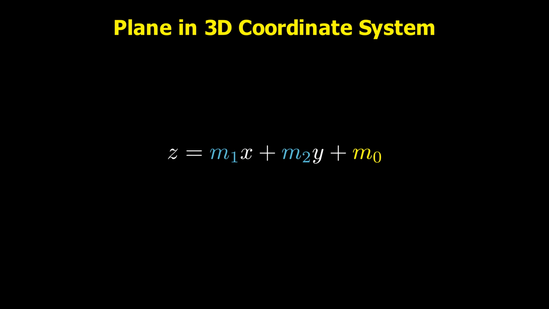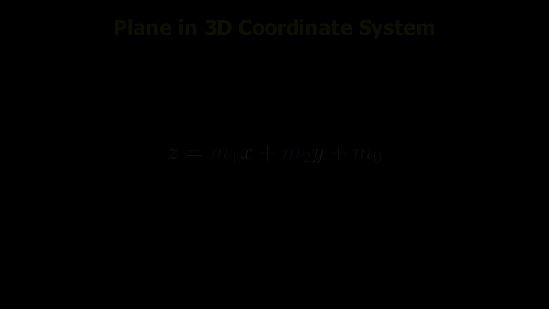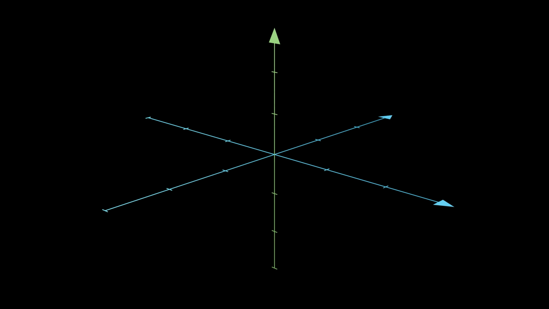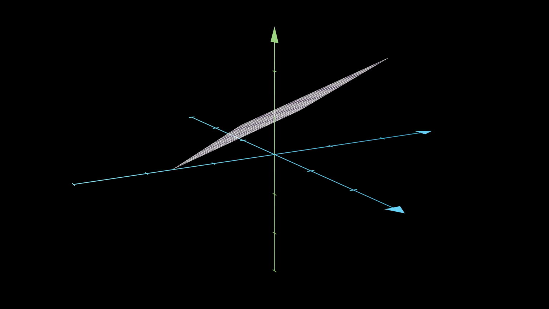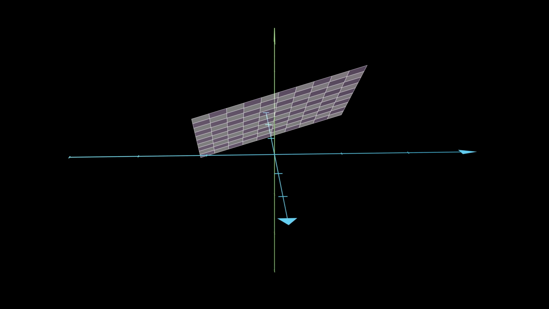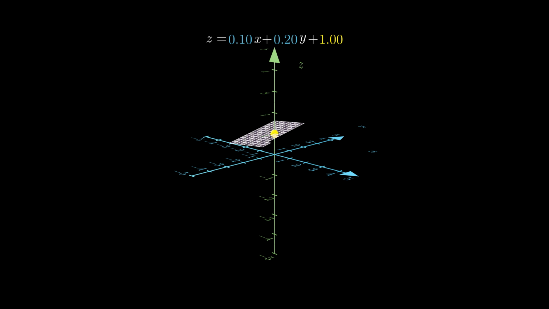Now, by isolating the z variable and rearranging the terms, we can express this relationship as z equals m1x plus m2y plus m0. In this form, m1 and m2 represent the slopes relative to the x and y axis, while m0 serves as the intercept on the z-axis. Let's analyze the dynamics of a three-dimensional plane using the equation z equals 0.1x plus 0.2y plus 1.